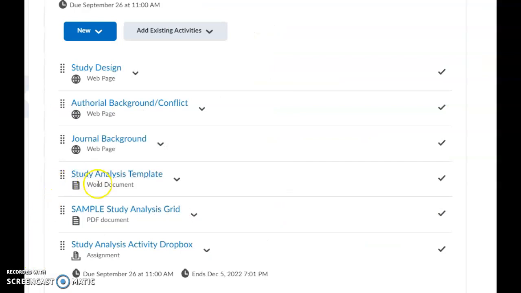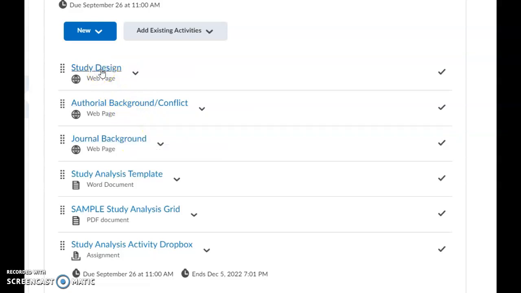So, as always, I have a template for you to fill out. This is the sample we just looked at, just so you can see what I'm looking for, and then there's the Dropbox. Now, one of the questions we always have is, well, how do I know what to put in there? There are 3 web pages here on study design, authorial background and conflict, and the journal background, which will help give you some of that information.